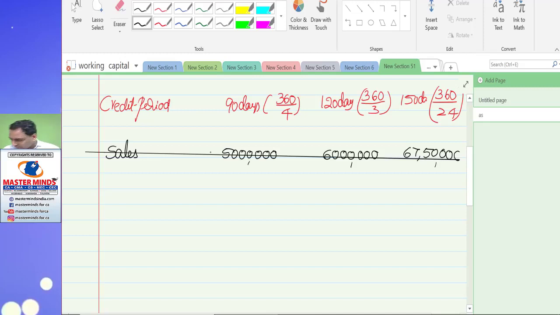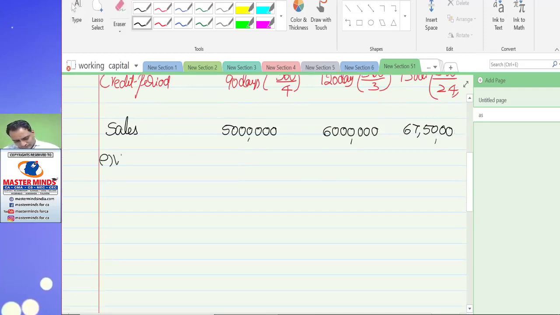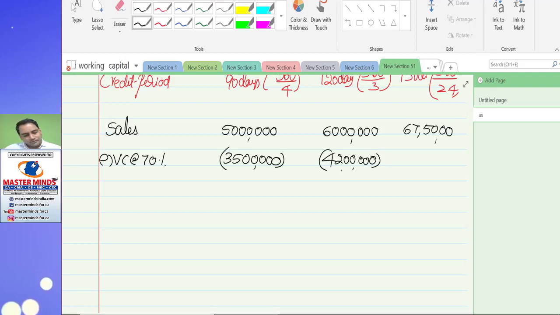$67 lakh 50,000, less variable cost at the rate of 70%, 35 lakhs. $42 lakhs. $47 lakh 25,000.